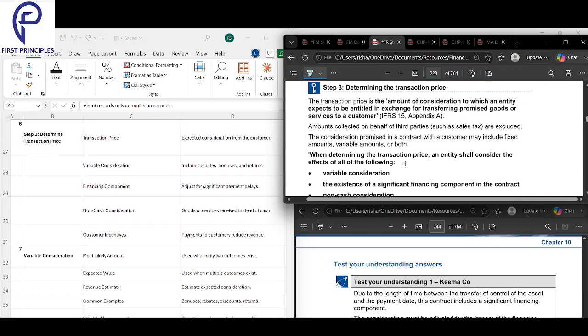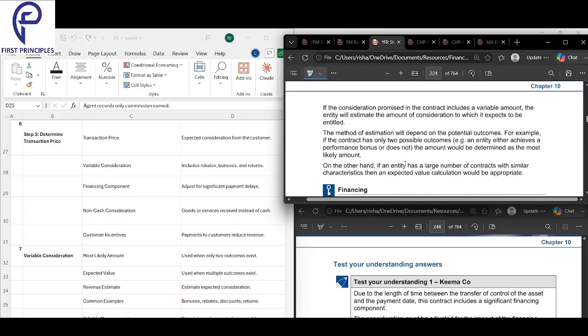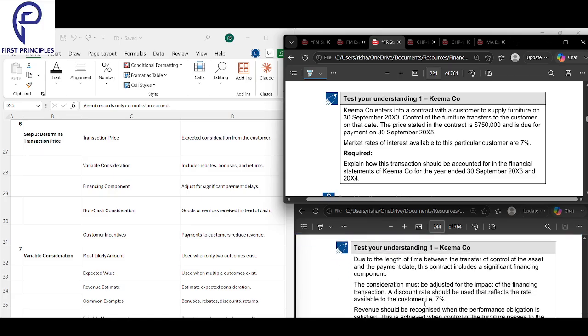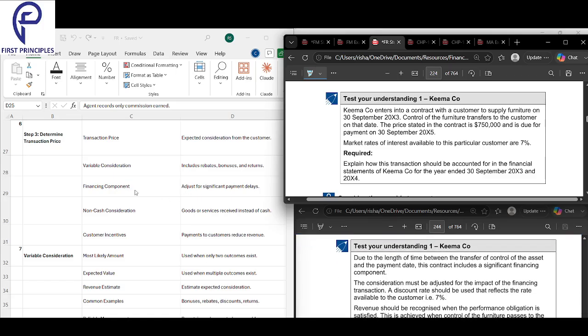Okay, now let's look into the transaction price here. So we look into the transaction price and we'll understand the financing component or whatever there is in this particular question. Again, we got a theoretical understanding yesterday. Today, going through the TYUs, we'll just make that theory a lot more solid going into the next steps.